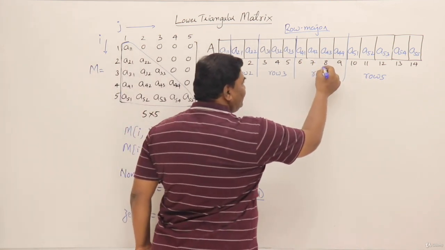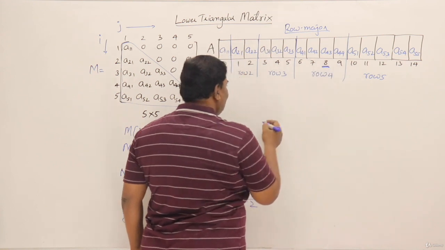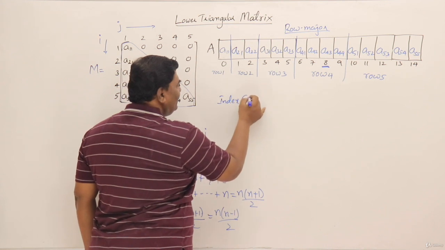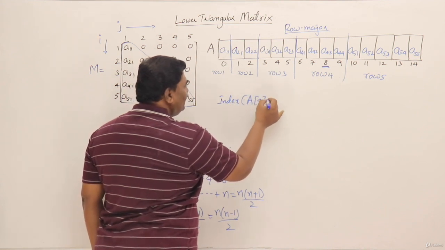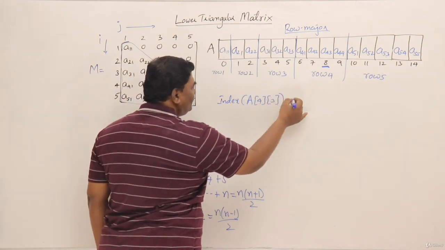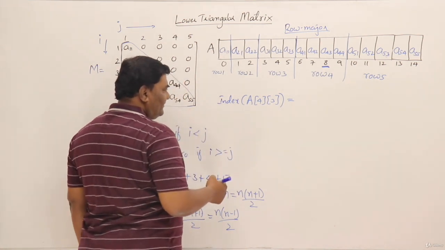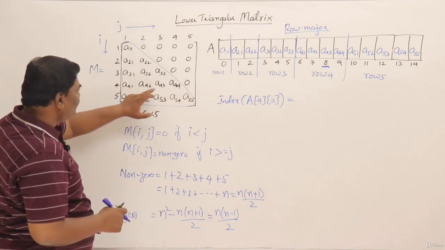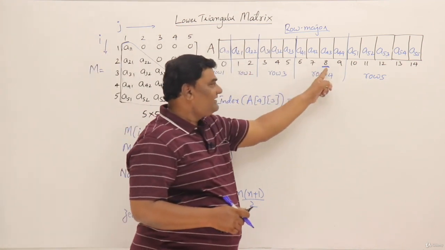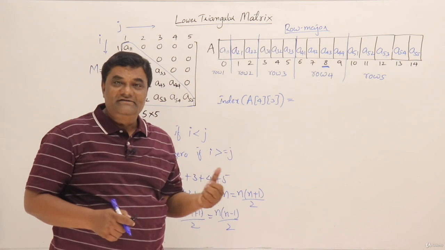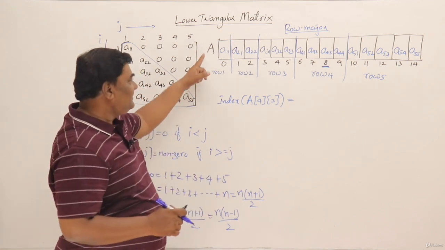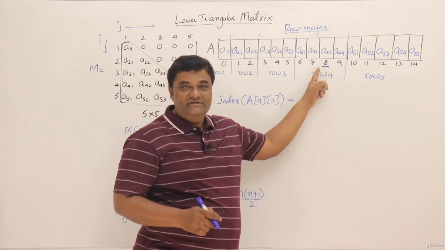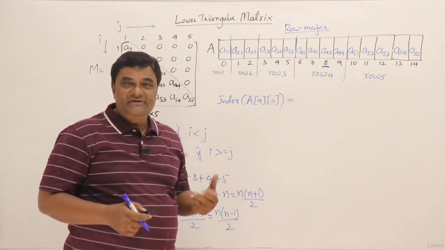If I want to reach this element, then what should be the index of A of 4, 3? So here it is 4, 3, but in this array its index is 8. So I should get 8. For that, if I start the array from index 0, I have to move 8 indices to access this one. So how do we know how many indices we have to move?